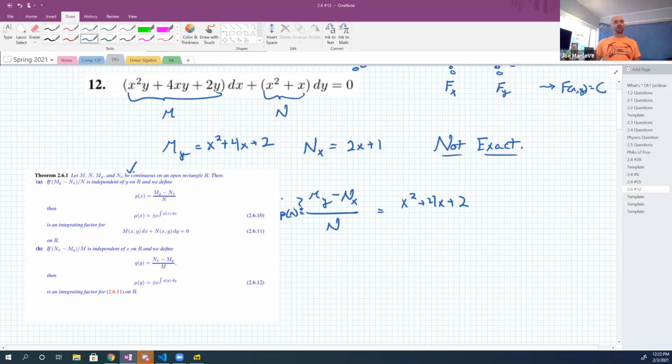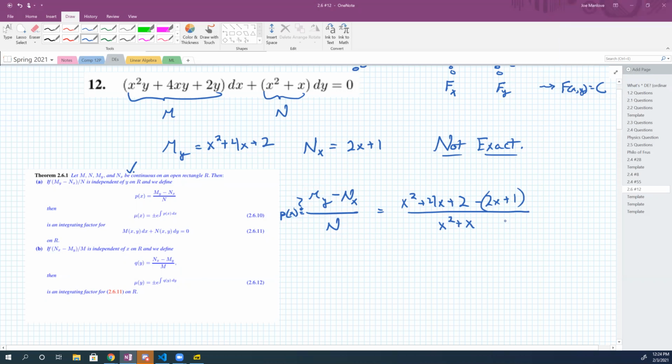So first I'm just going to go look for P of x, see if it's in the couch. So I got M_y, I'm going to subtract N_x, and I'm going to divide this whole thing through by N. And what I'm looking for is, is this thing a function just of x? Yes, seems like. I don't see any y's in there. You guys see any y's in there? Okay, cool. Then I'm done.